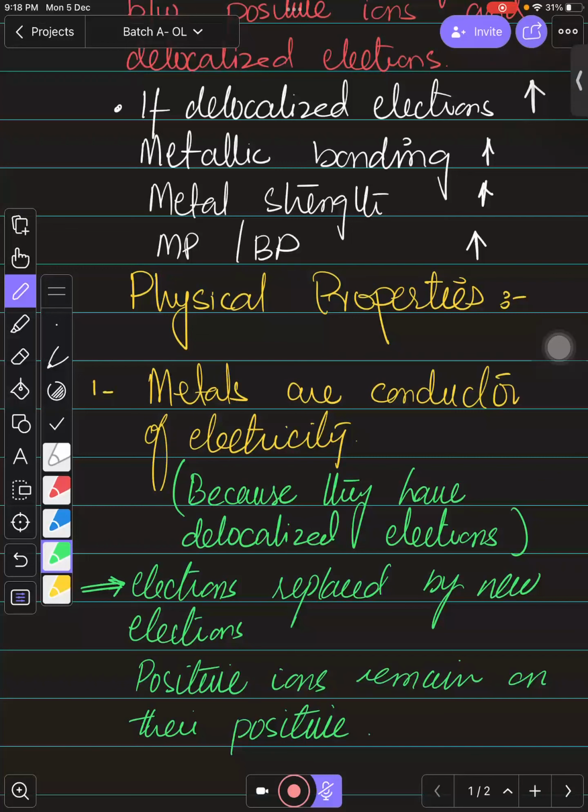flow of electrons. So whenever the electrons flow through the metals, right, the new electrons take the place of the previous electrons, right? Is that clear, everyone? Yes.